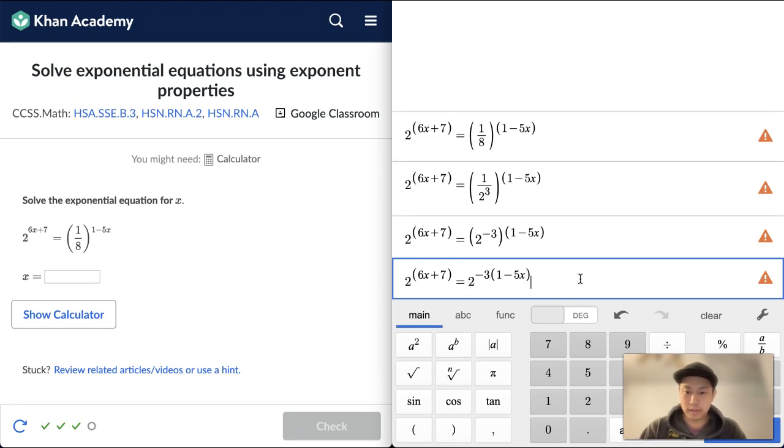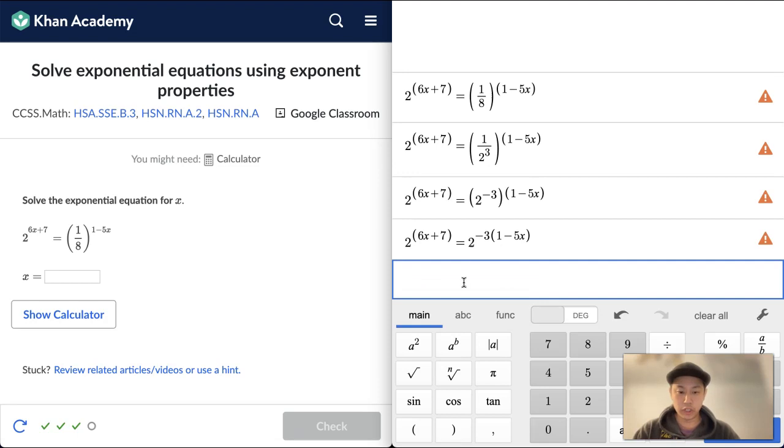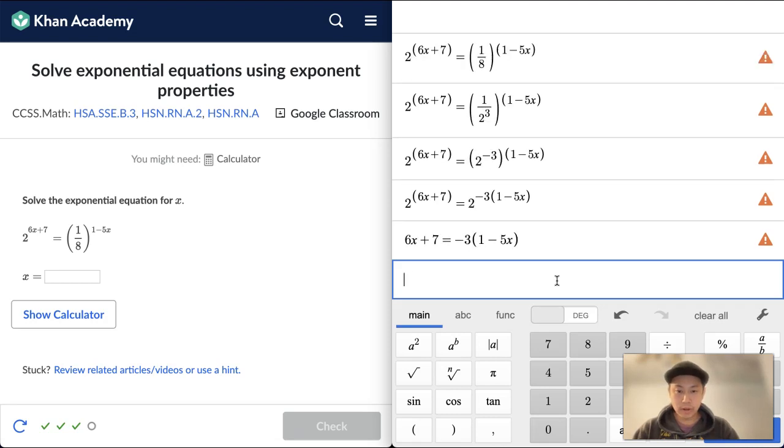Get rid of that parentheses. Okay, power to a power. Multiply the exponents. Now we set the exponents equal by logic. 6x plus 7 equals a negative 3 times 1 minus 5x. Okay, so same steps as all the other equations. I'm going to go through this a little bit quicker, but again, pause and rewind as you need to. All right, let me distribute.